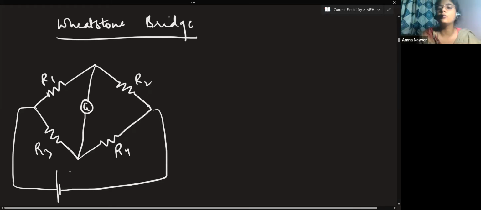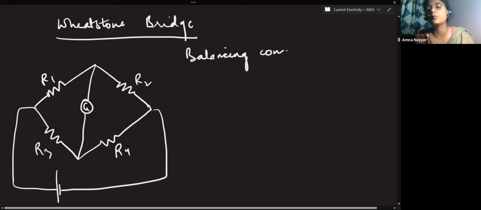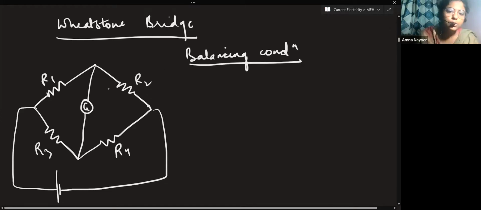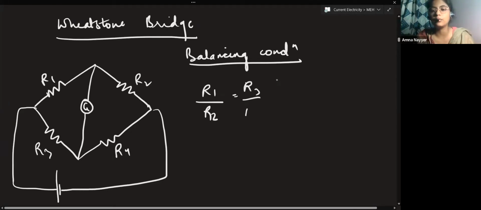You just have to identify the balancing condition. Now, what's the balancing condition in case of a Wheatstone bridge? The balancing condition is if I take the ratio of these two resistors, that is R1 divided by R2, or if we were talking in terms of capacitors, C1 by C2, the capacitance values, this ratio should be equal to the other ratio, that is R3 divided by R4.